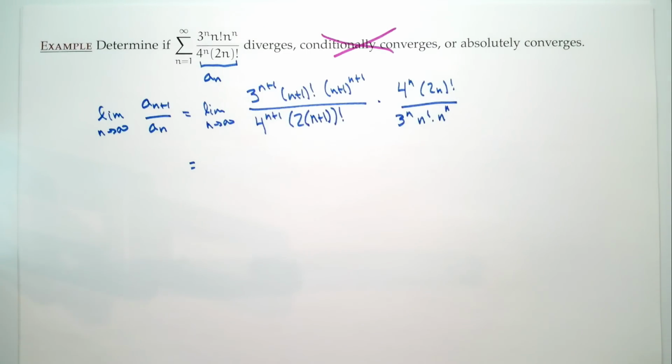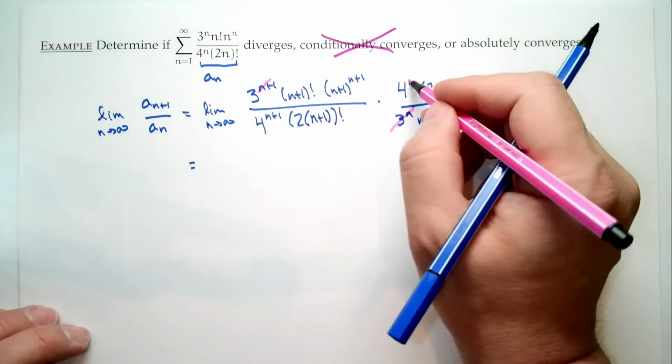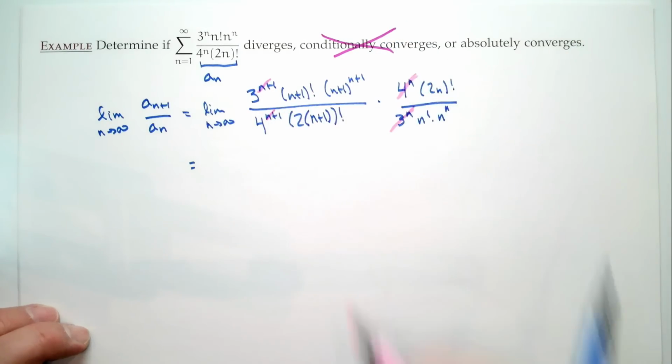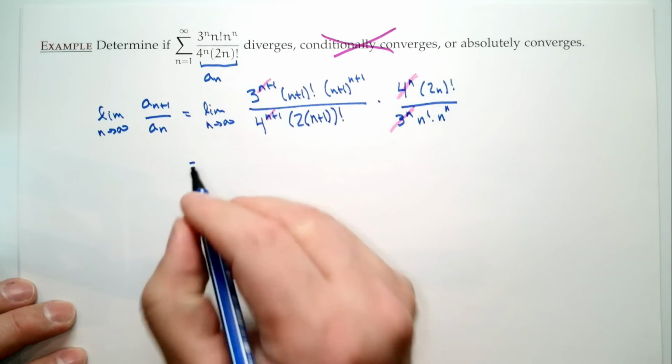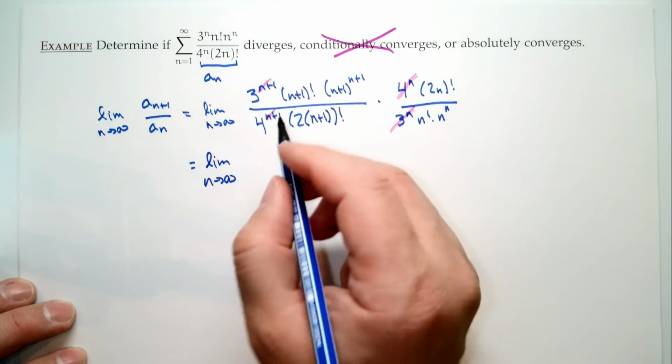Now, the process is going to be really similar. We're going to say, does anything cancel? We can certainly cancel the 3 to the n's, mostly. The 4 to the n's, mostly cancel. So that gives us a 3/4. And then we're going to start pulling things off. So let's see what we can pull off.